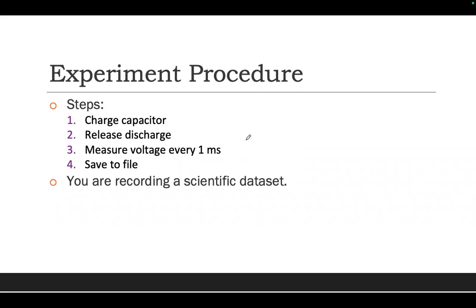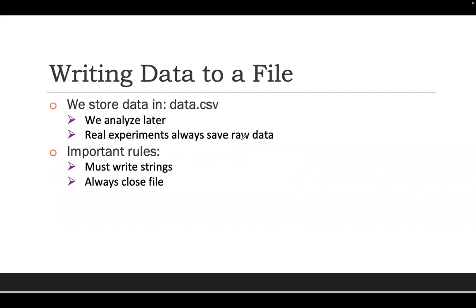We have talked about this one. Writing data to a file. We store data in data.csv and then we analyze later. Real experiments always save raw data. The important rules are: must write strings, always close the file. I have already given you the code, but just remember, if you try to save data to a file, you must follow these rules.